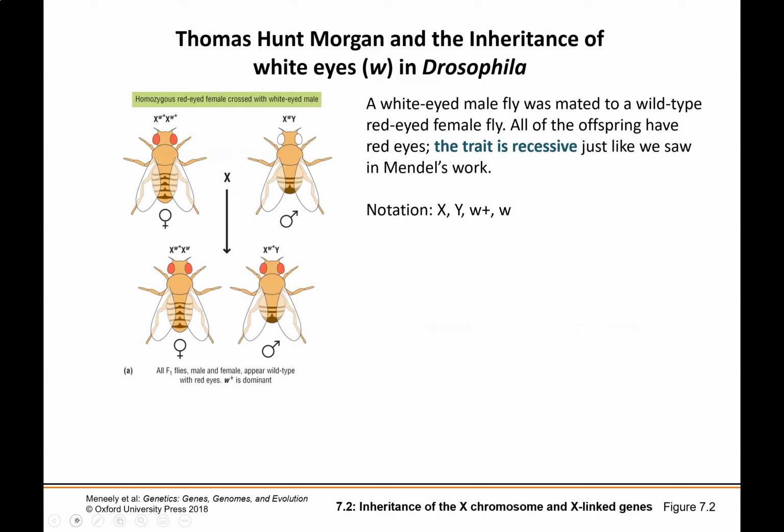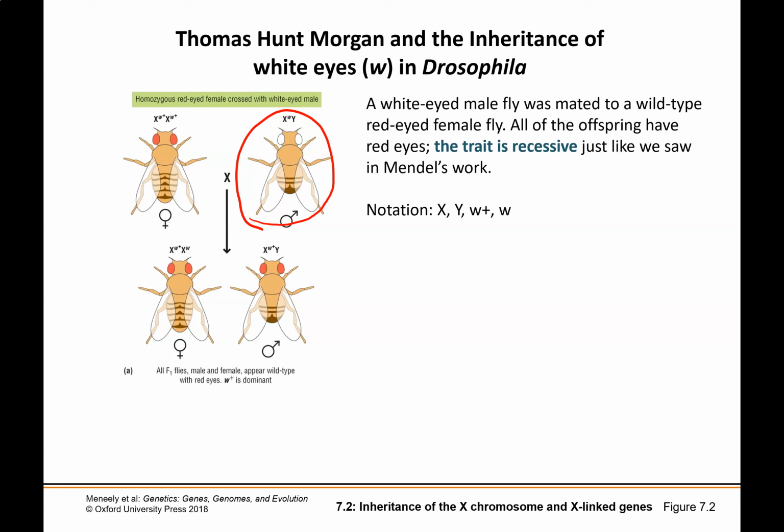So let's look at what Thomas Hunt Morgan was doing. He was going through these mutants, and one day he came across a single male fly that had white eyes. Now, this would have come up from a spontaneous mutation. We talked about how mutations come up in a previous chapter. So this would have been a spontaneous mutation that was not previously present in the population.